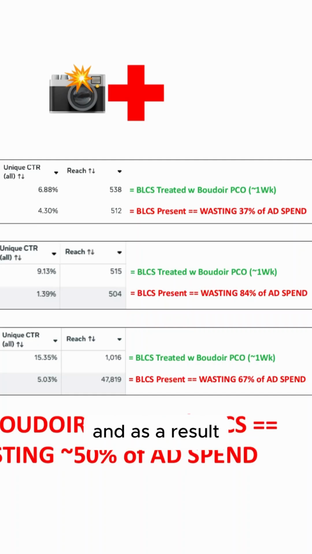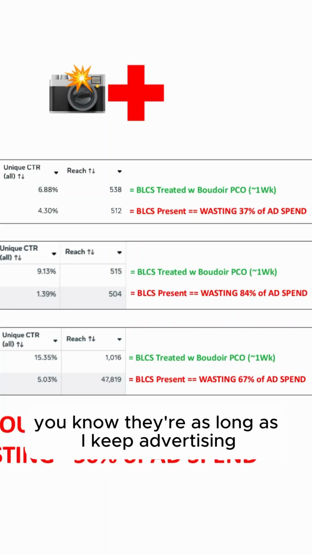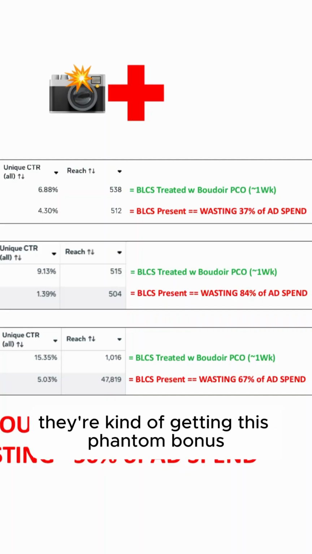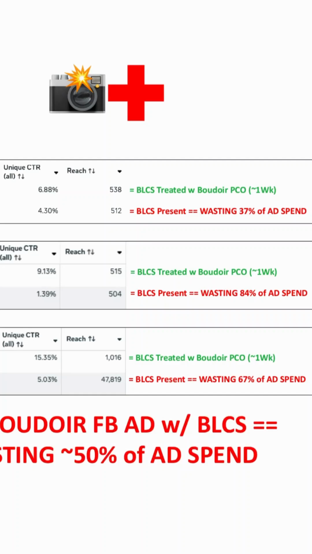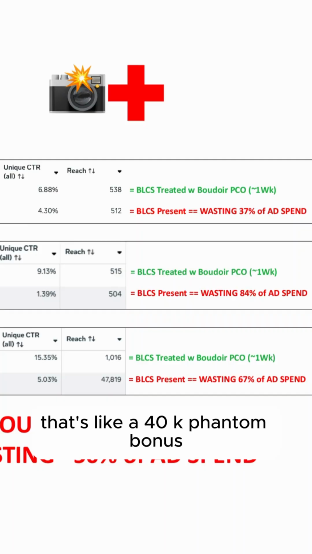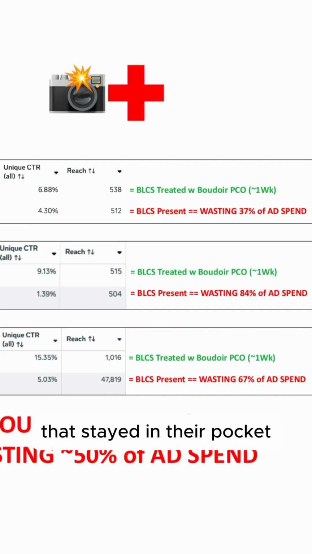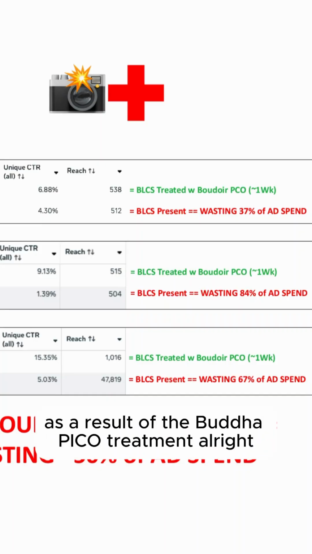As long as they keep advertising, they're getting this phantom bonus in the background, $3,700 every single month. And at the end of the year, that's like a 40K phantom bonus that stayed in their pocket, that they didn't have to spend out of pocket as a result of the Boudoir Pico treatment.